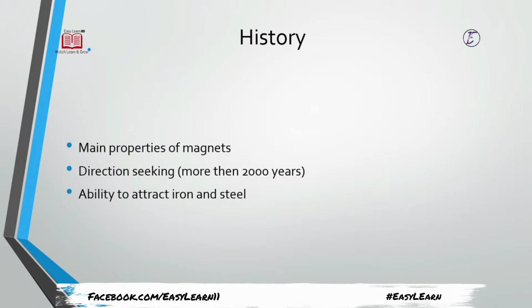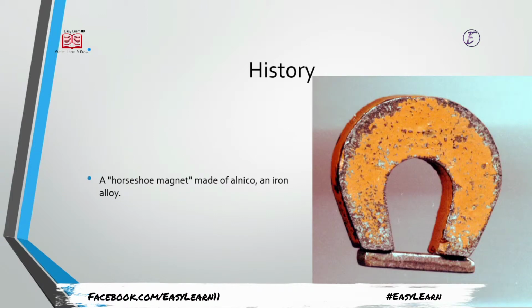And this is very old. We have been using this property for more than 200 years. We also have the knowledge of the magnet's ability to attract iron and steel. This is also very important, and we already know about this. This is a horseshoe magnet, and it is made up of alnico, an iron alloy.